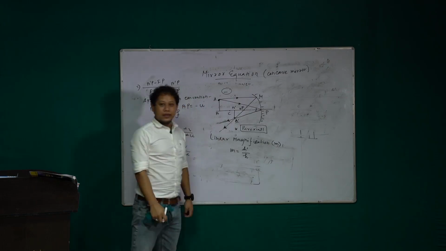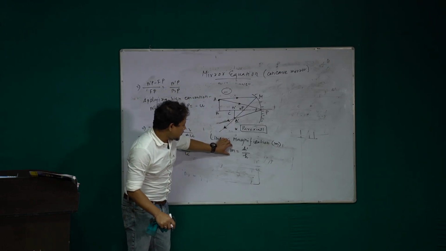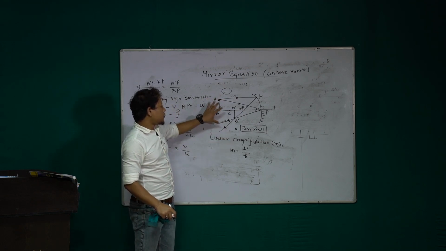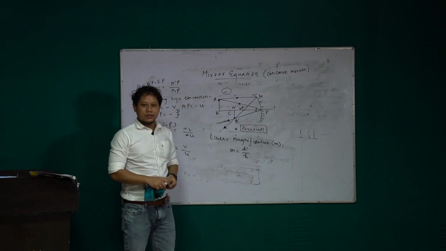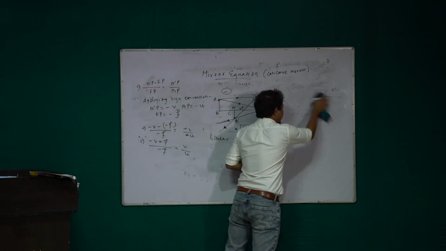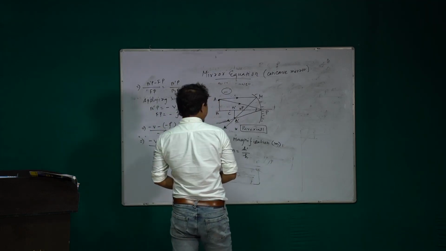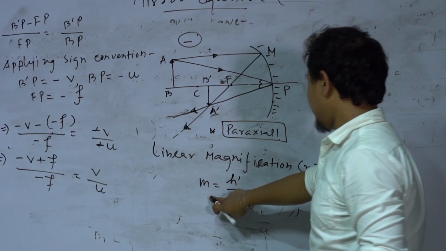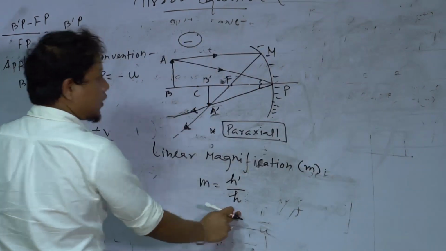So now we'll find the relation of this linear magnification with respect to image distance and object distance. We have 5 minutes left, so we'll still try to derive the equation for this one: m equal to h dash by h.